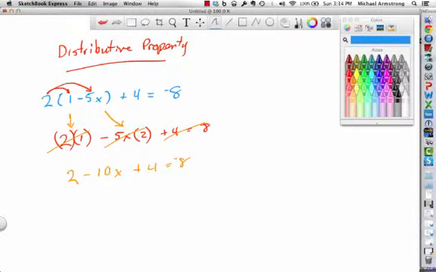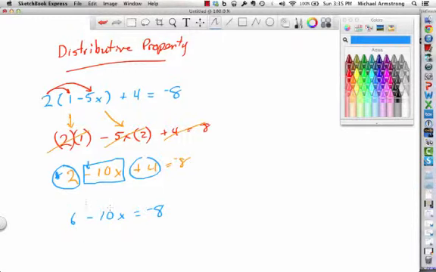And then I combine my like terms. These two terms go together. Now what I need you to understand is the negative term is connected to the 10x. It's not connected to the 2. This 2 doesn't have a sign, which means it's positive 2. So it's positive 2 and positive 4. That becomes positive 6 minus 10x. The minus sign stays with the 10x equals negative 8.